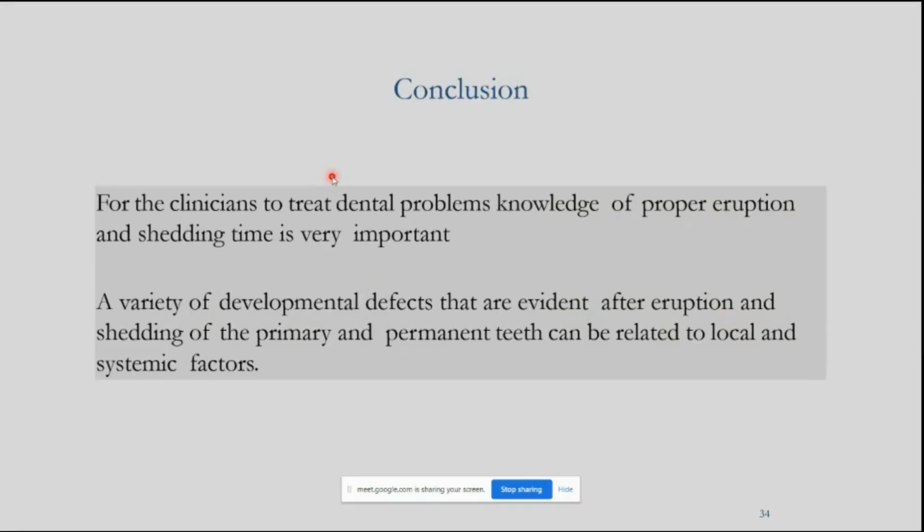As clinicians, when you go to the clinics and treat patients, you have to know eruption and shedding, what is the time of eruption, what the mixed dentition stages are, and what teeth we see in different age groups of patients. Because a variety of developmental defects that are evident after eruption and shedding can be related to a lot of local and systemic factors, and you should be aware of what is normal to differentiate it from what is abnormal. That is the reason you're studying all the normal structures, normal histology, normal anatomy, because next year you will study what is abnormal.